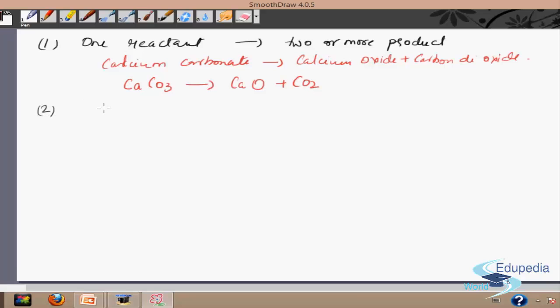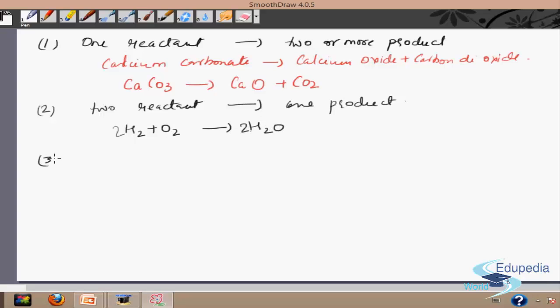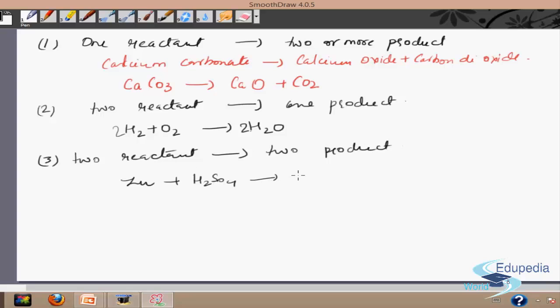Now let's come to the second, when there are two reactants giving out only one product. For example, we have H2 plus O2 giving out H2O, right? Now if we take another reaction which may involve two reactants giving out an equal number of products, like we have zinc plus sulfuric acid giving out ZnSO4, that is zinc sulfate, plus hydrogen.